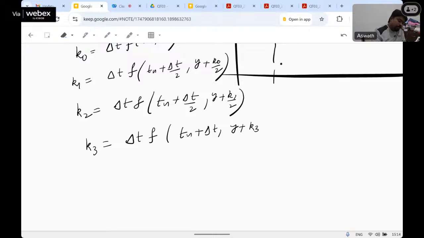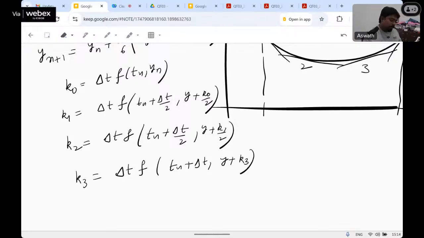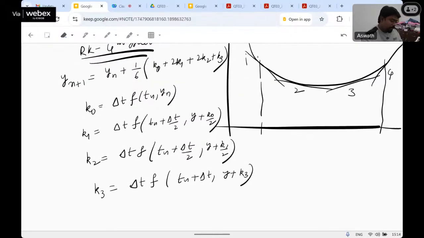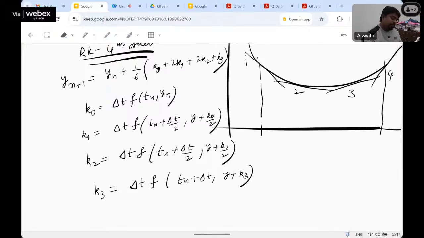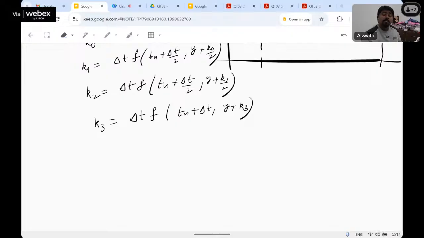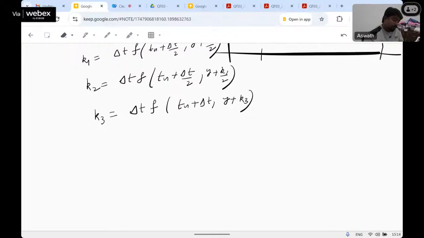So what K0, K1, K2, K3 are describing is four slopes, and I'm taking an average of them. It is literally just trying to find the slope of all the slopes. So that looks something like this, which is at the center. So that would have a much more corrected solution.